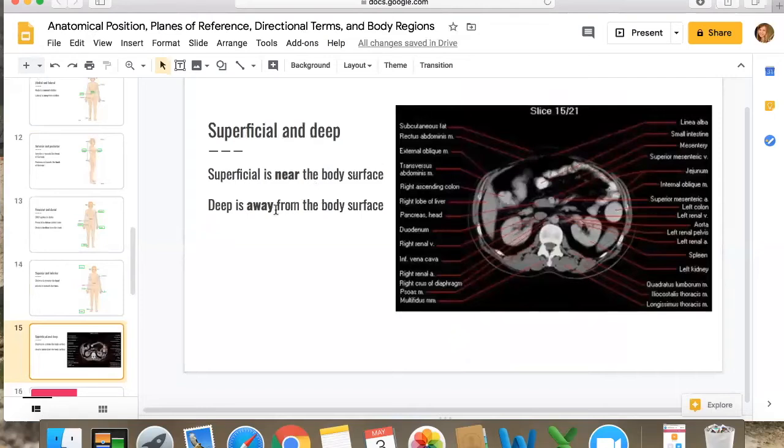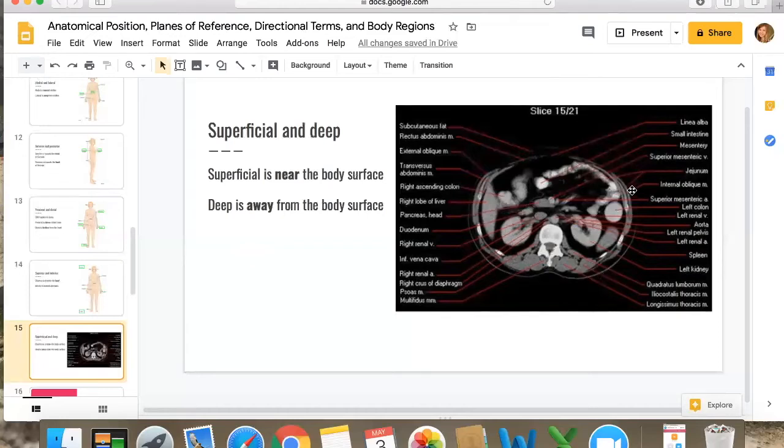And superficial and deep. So this is our last little set of directional terms here. Superficial is referring to being closer to the body surface versus deep is away from the body surface. So heading deep into the body. Now, this is a cross-sectional or a transverse section on a CT. You don't need to know anything about this. I just thought it was a cool photo to kind of try and display this.